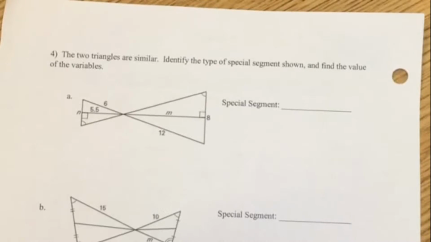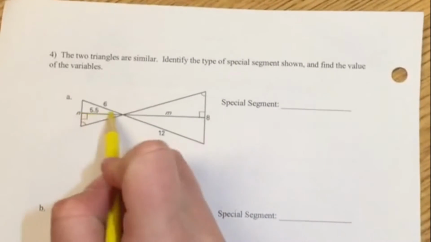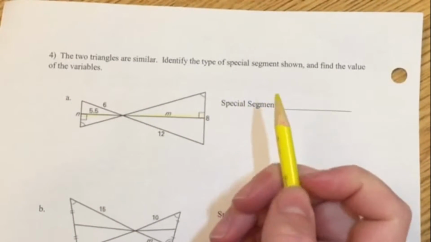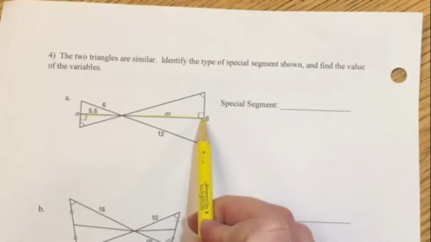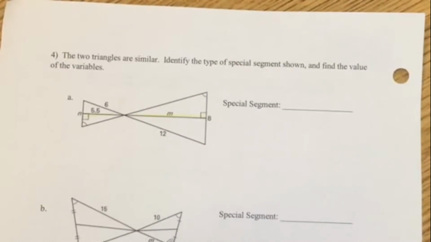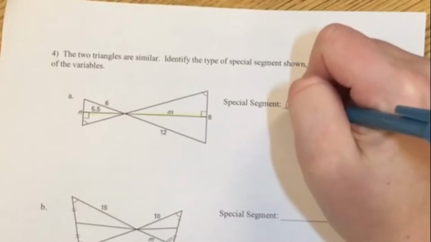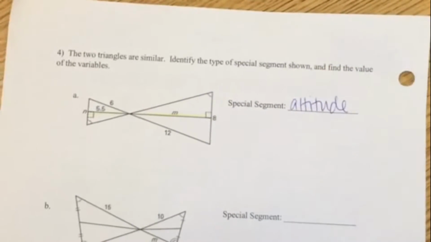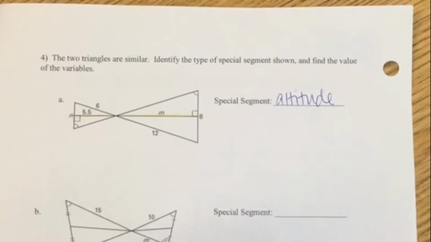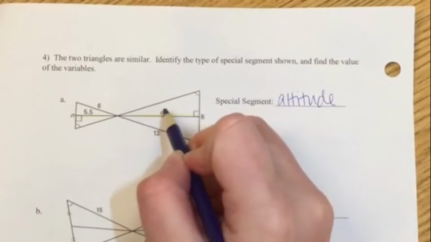First thing we need to do is name the special segments. We are talking about these lines right here. I can see that they start at a vertex and are perpendicular to the other side. So it has to be an altitude, the height. We need to solve for two separate variables, m and n. So let's start with m.